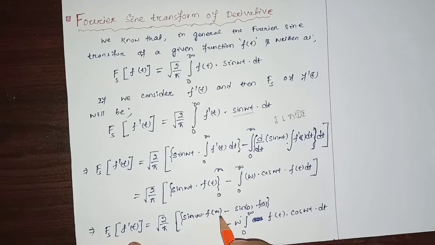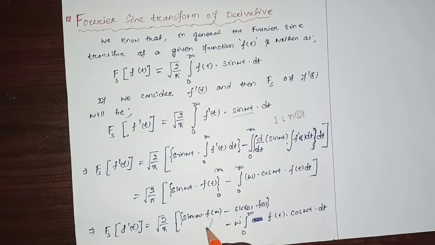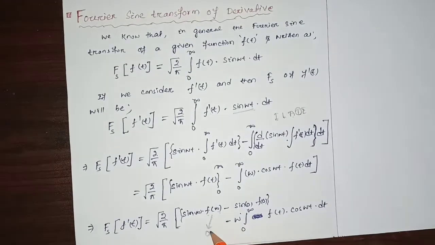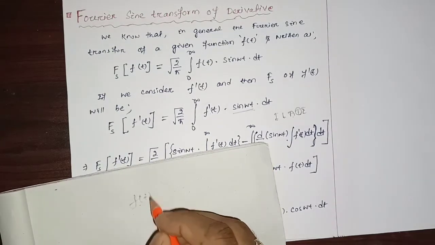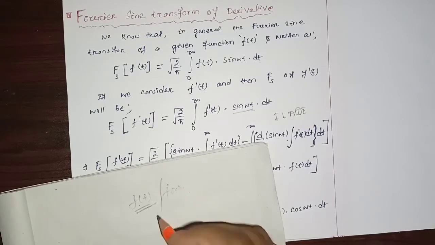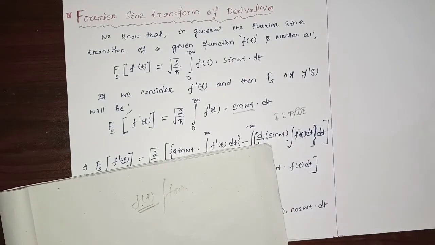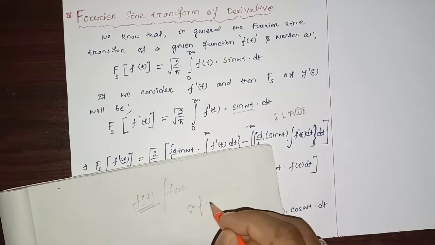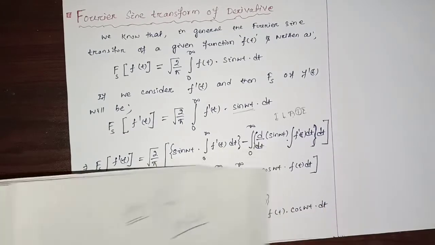f of infinity, that means the function value at infinity, will be 0. Why? Because in the case of the Fourier transform or Fourier sine or cosine transform, any function f(t) or f(x) is considered as a signal. Okay, a signal which will be propagated from one place to another place.